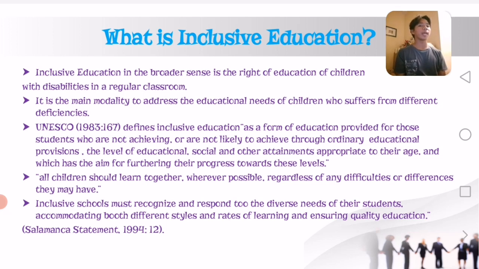So an inclusive school must recognize and respond to the diverse needs of their students, accommodating both different styles and rates of learning and ensuring quality education, by the Salamanca Statement 1994. Just like in public schools, and not just public but also private, there are schools that really obtain inclusivity for the students. They accommodate students who want to learn in different styles, ensuring quality education for them to uplift themselves and their education, so they can have work someday.